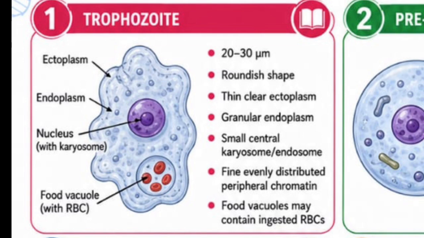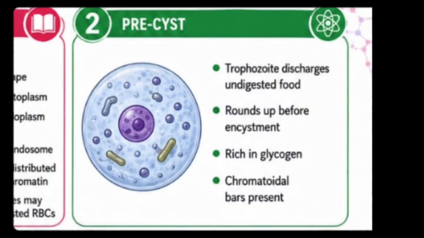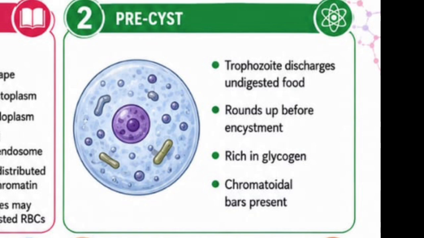Also, the food vacuole may contain ingested RBCs, because they break down your red blood cells too, which can also cause anemia, which we'll talk about. So this is the trophozoite. The next one is the pre-cyst. What happens to the trophozoite? The trophozoite discharges undigested food, because after excystation, what happens?